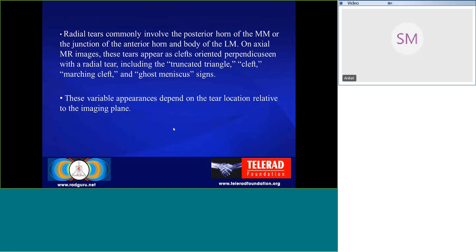So these radial tears commonly involve the posterior horn of the medial meniscus or the junction of the anterior horn and body of the lateral meniscus. On axial images, these tears appear as a cleft that is oriented perpendicular, and it is seen as a cleft or marching cleft. Other signs include a ghost meniscus sign.